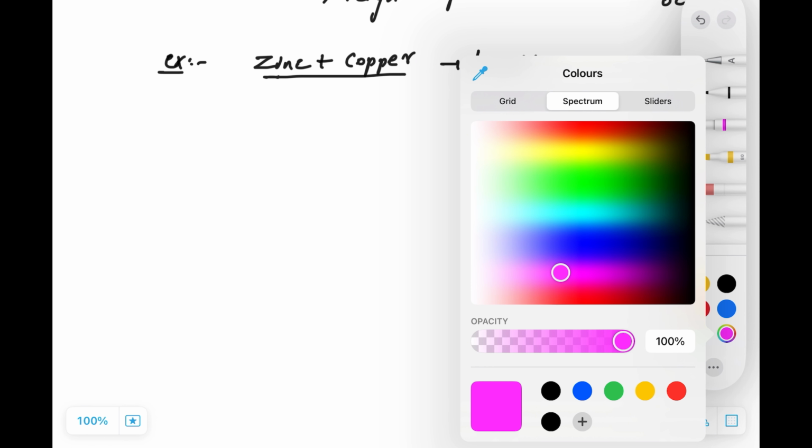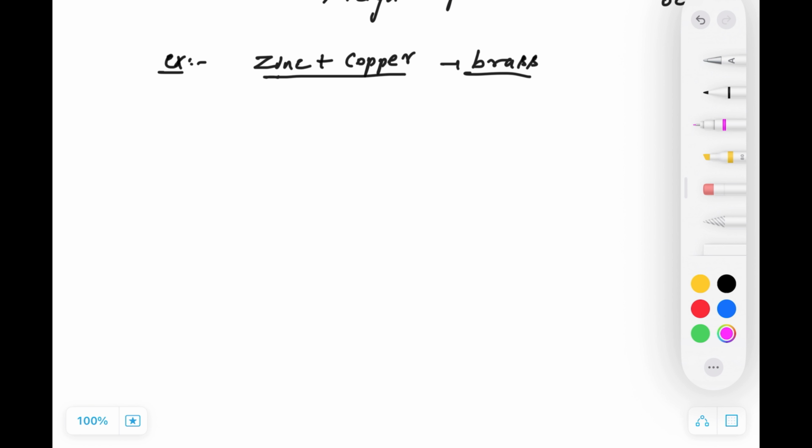Okay, now let's move to another state of matter, that is liquid. We know liquids are the intermediate state of matter between solids and gases.